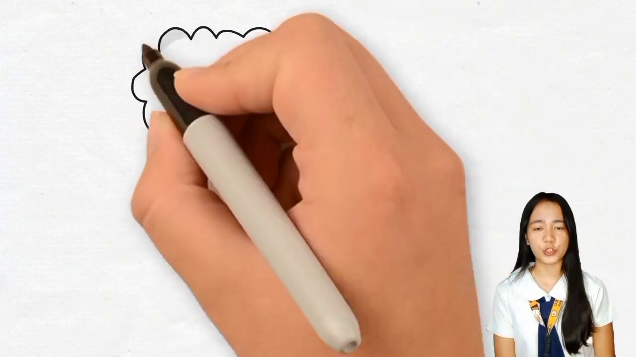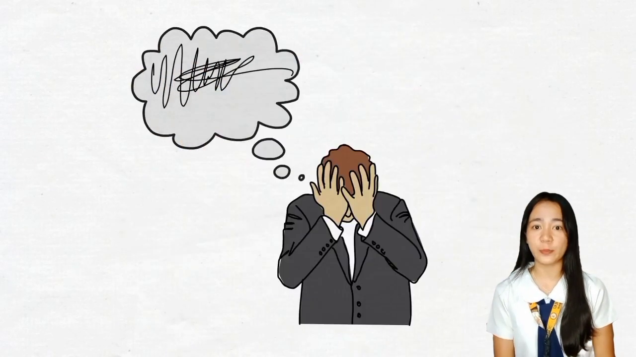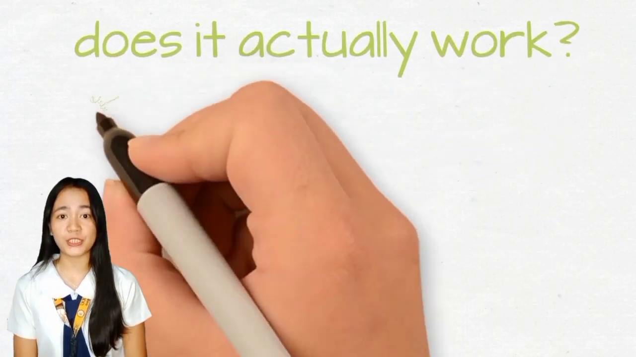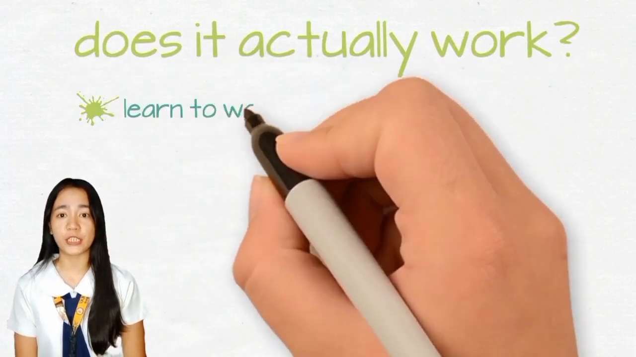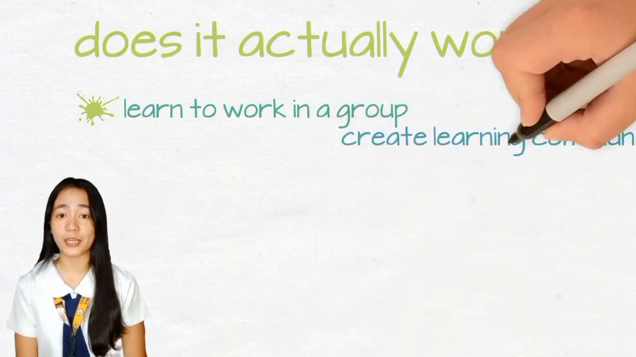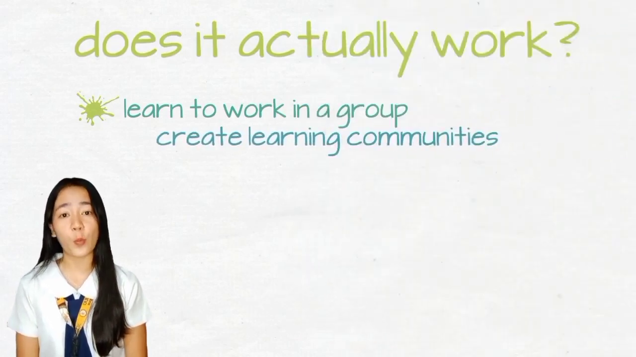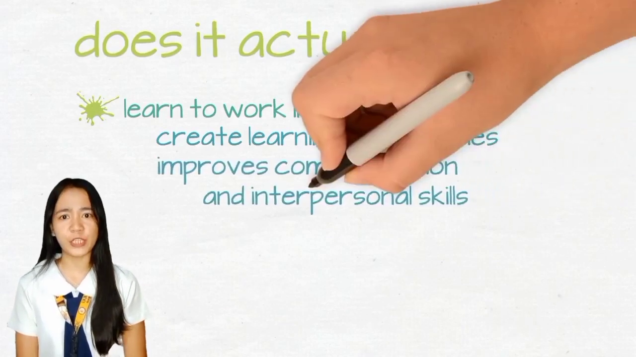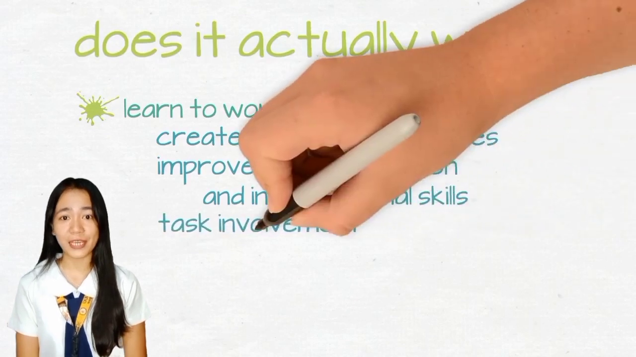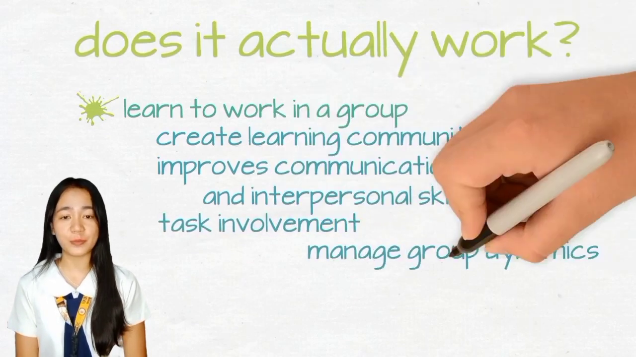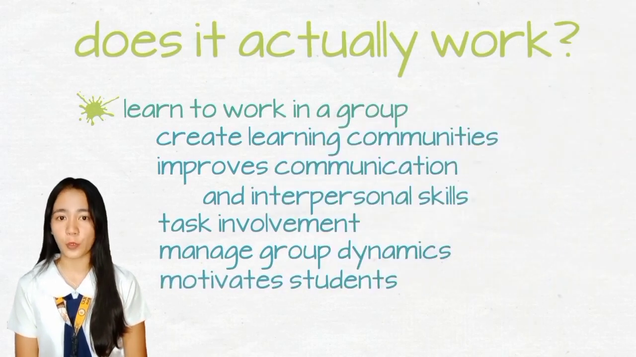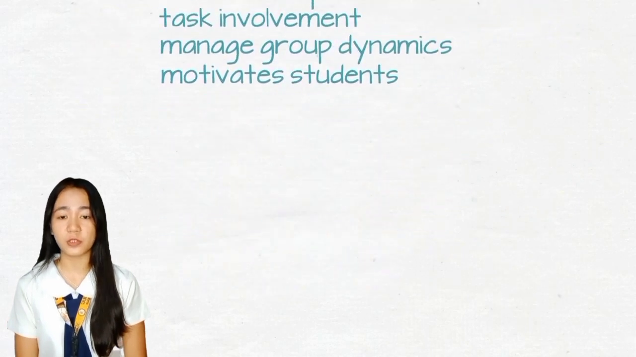If there are learning opportunities, mistakes don't represent a lack of ability, and students should be encouraged to learn from their mistakes. So does problem-based learning actually work? Research shows that students first and foremost learn to work in a group. Group work helps students create learning communities, which help them feel comfortable with creating new ideas and raising questions. It improves communication and interpersonal skills, stimulates task involvement, helps students manage group dynamics, and motivates students because they are all part of the solution and each is accountable for their role.